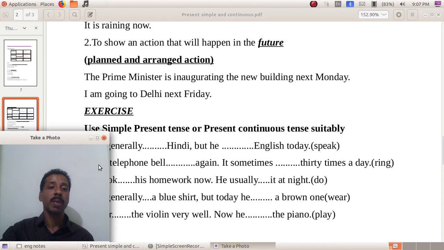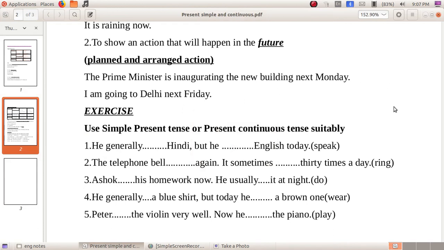I am going to Delhi next Friday means I have already planned it to go to Delhi, but I have made the arrangements also. What are the arrangements I should make? Okay, no doubt I should book the ticket, I should arrange the money for that, I should think of the accommodation there. Likewise, all the arrangements that are needed should also have been completed.